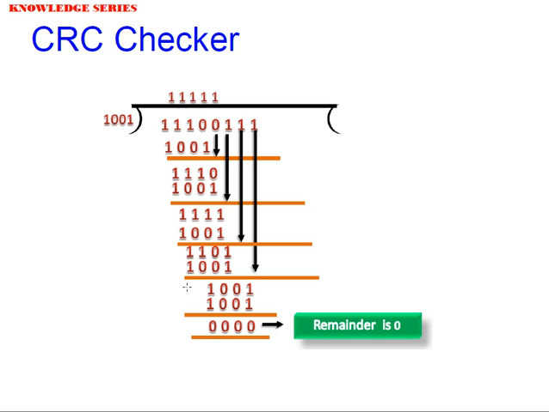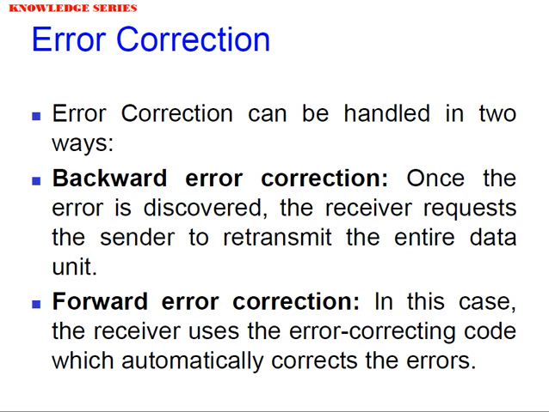Now we go to the next discussion, which is about error corrections. We have discussed the different types of error detection. What are the different types of error detection we have seen? We have seen the single parity check, two-dimensional parity check, checksum, and cyclic redundancy check. That is very important from the university perspective. Now we go with error corrections.